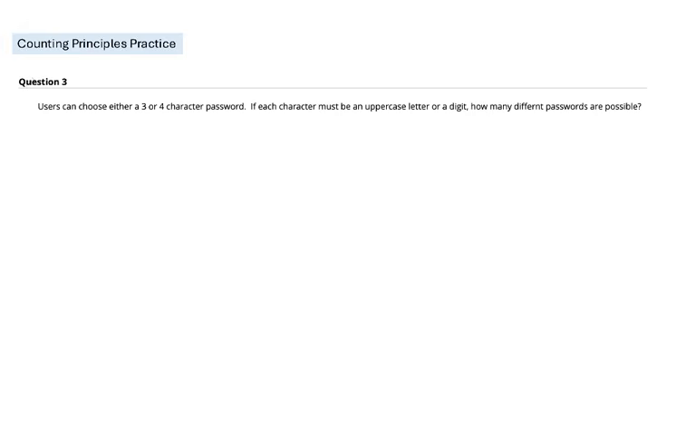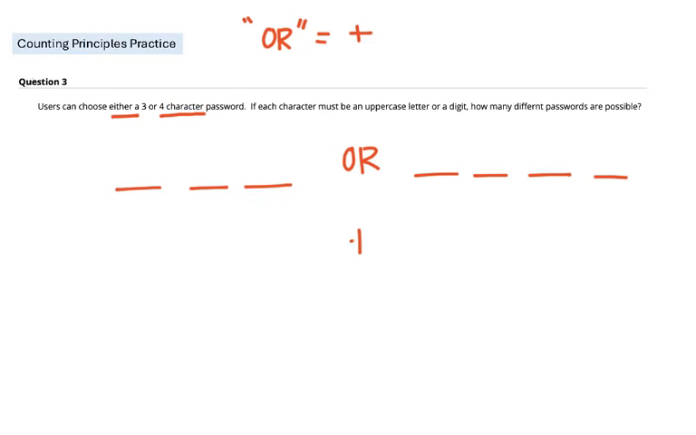Okay, let's look at this next question. I think it gets a little bit more complicated here. You can choose either a 3 or 4 character password. Just remember, in math, "or" is plus. So our choices are 1, 2, 3, or 1, 2, 3, 4. Okay? So "or" corresponds to plus.